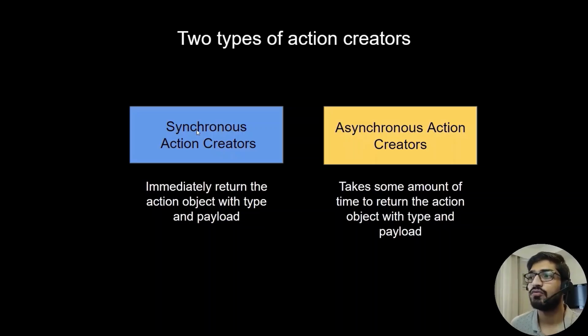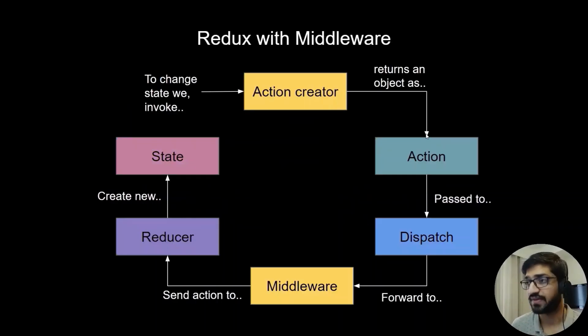So what we need to do is convert this synchronous action creator into an async action creator. And this can be done with the help of a middleware. So after using the middleware, how will our Redux application look? To change the state, we will invoke the action creator. It's still the same. Then it's going to return an object, which will be an action, and then it is going to dispatch an action. So we are calling an action creator in our dispatch function.